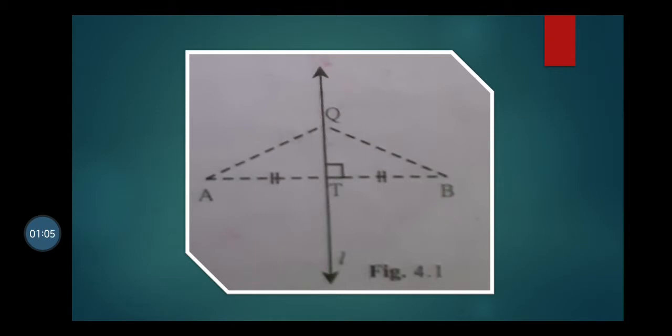Line L is perpendicular to seg AB, and also seg QT is perpendicular to seg AB. Perpendicular bisector means dividing the segment into two equal parts and forming a right angle, that is 90 degrees. So here QT is perpendicular to AB, so TA is equal to TB, and also QA is equal to QB.